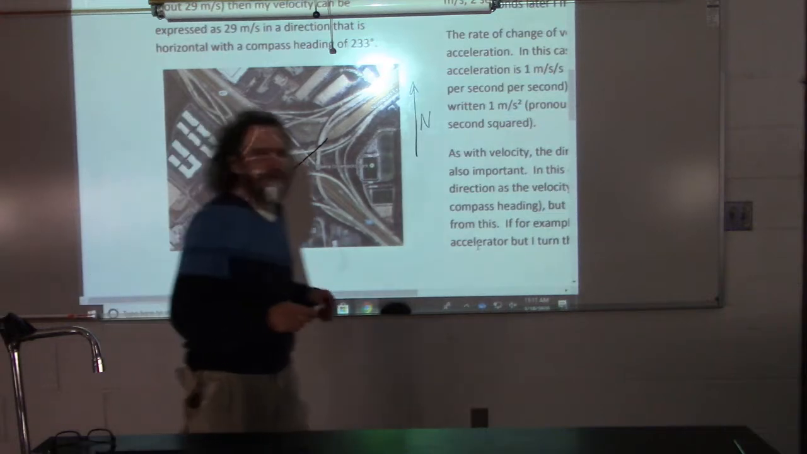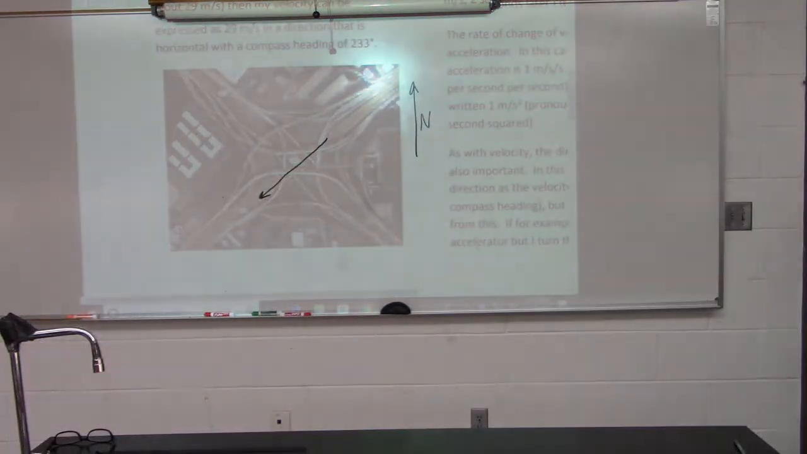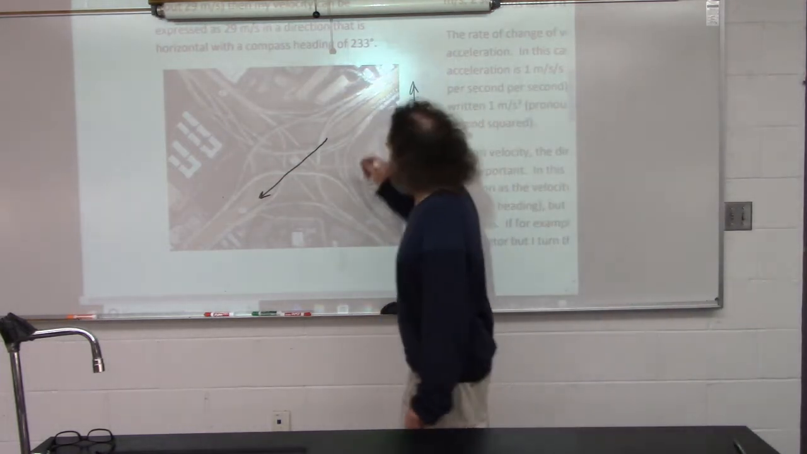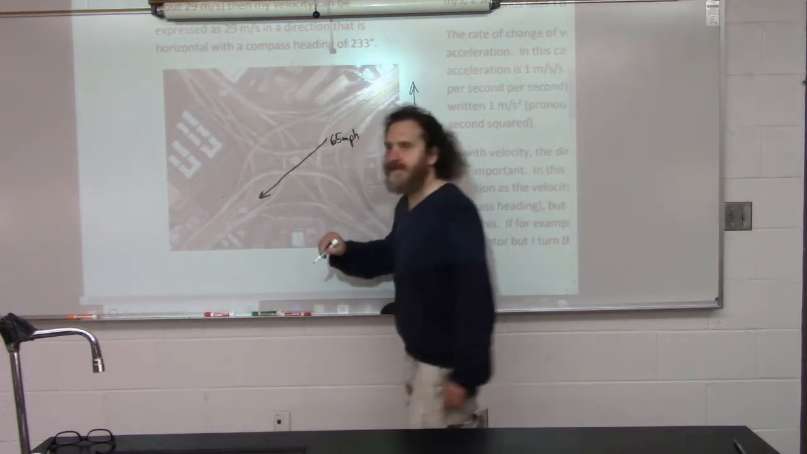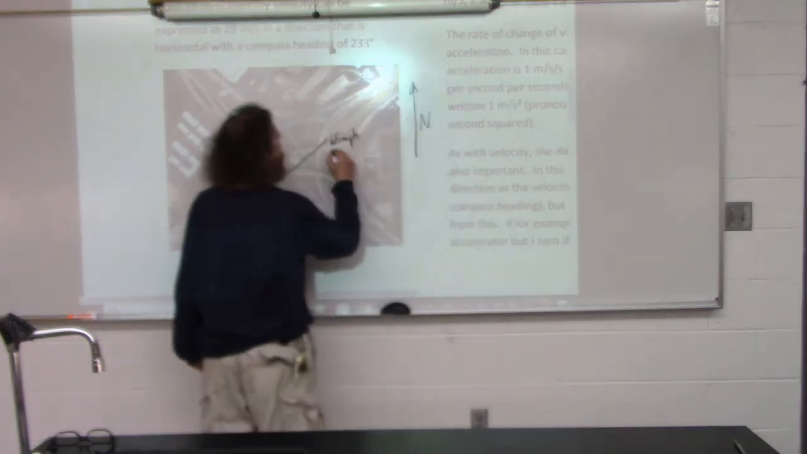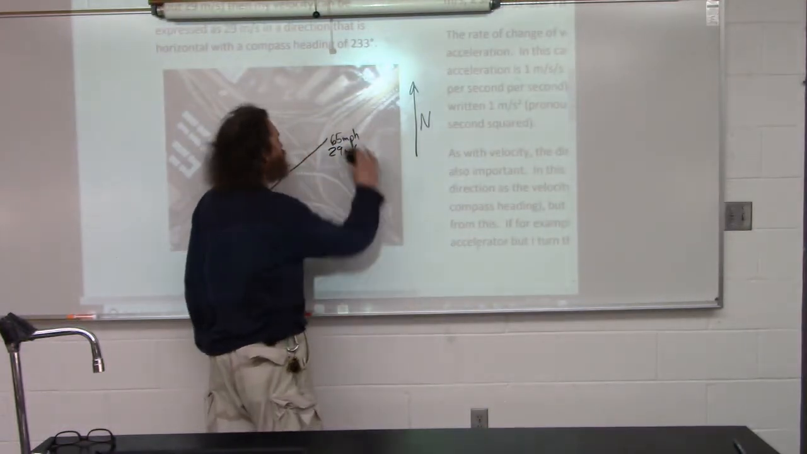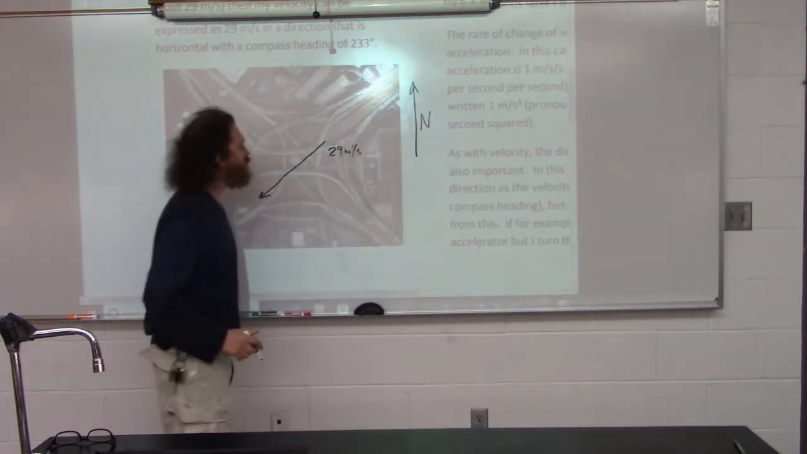Let me just turn the lights on so you can see this a little bit better on the board. Hopefully this will show up pretty well on the board. So let's say you're going 65 miles per hour. That's the same as 29 meters per second. We use meters per second since that's the scientific way of doing it. That's the standard international unit of speed.